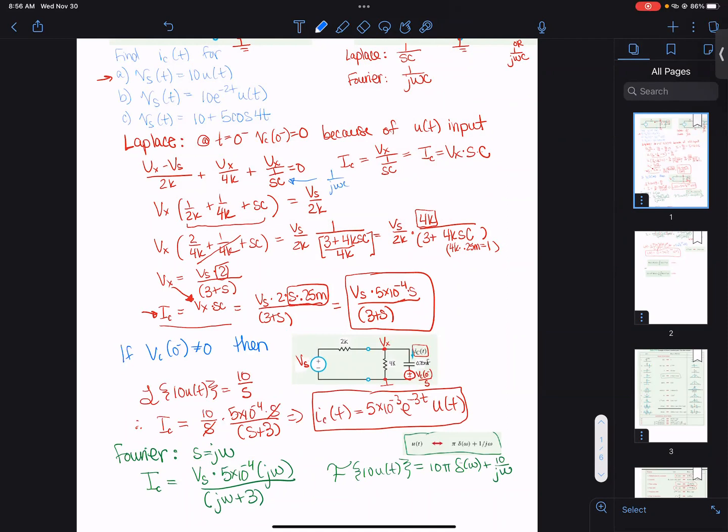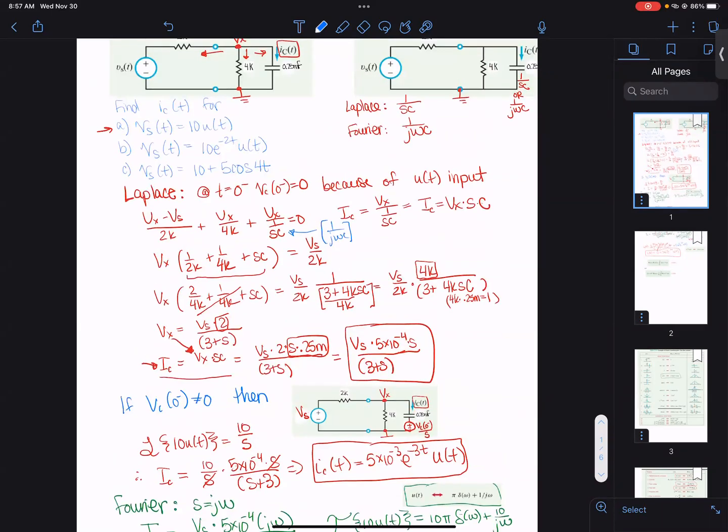So this is just two ways to go about solving the same problem. Yep, they're just two different methods to solve the same problem. One is using Laplace and one is using Fourier. So what would be the direct benefit of using Fourier over Laplace? We're going to see that when we get to part C.